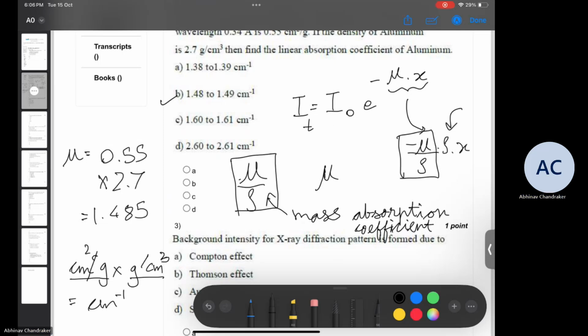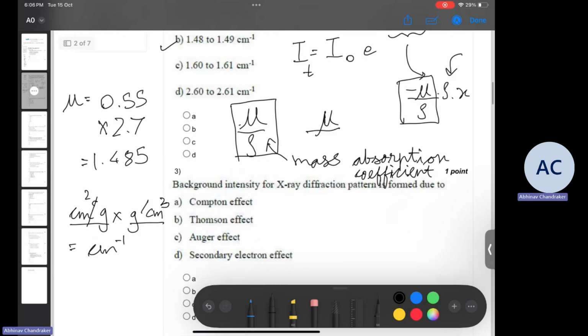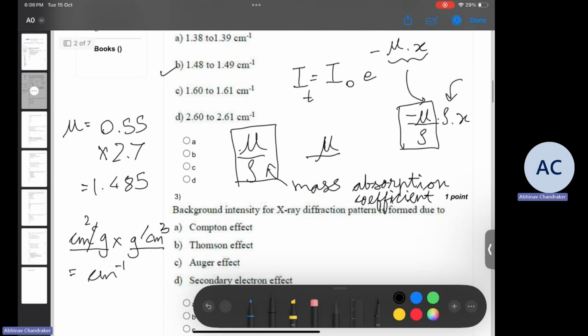Also, I had got a little bit confused with the mu and mu by rho, but the conclusion is that mu by rho will be constant for any state of the material, but mu will change. For the solid state, it will be the highest, and for the gaseous, it will be the lowest. So now, if this is clear, we'll move to the next question.